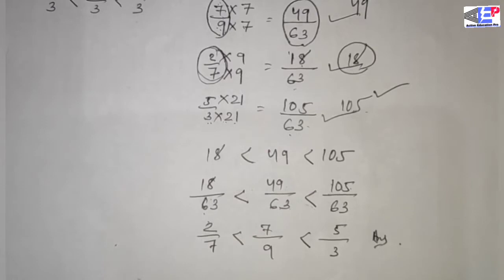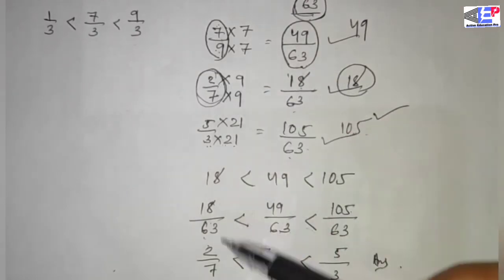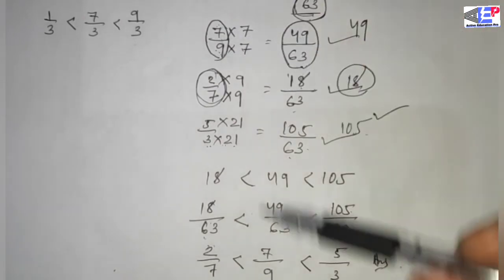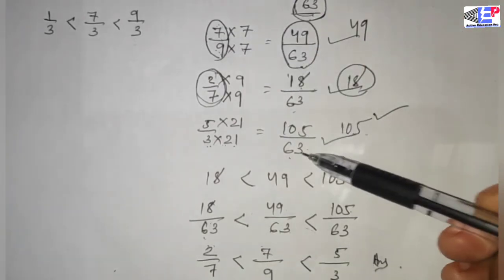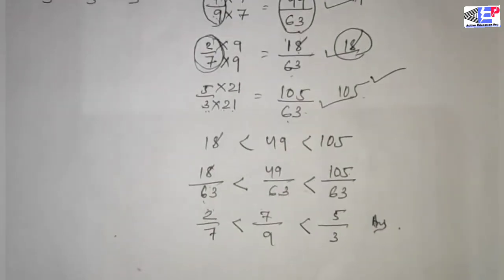And next write the original values from our question. 18 by 63 is the equivalent fraction of 2 by 7, so write here 2 by 7. Similarly, 49 by 63 is the equivalent fraction of 7 by 9 and 105 by 63 is the equivalent fraction of 5 by 3. So this is your answer, for like fractions and unlike fractions.